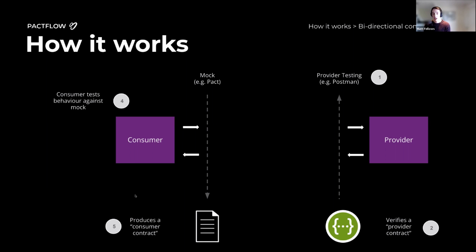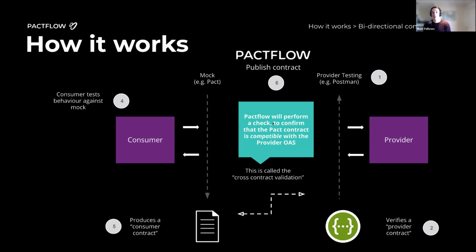Now, once you've got those two artifacts, obviously both of those will go up to Pactflow in their own pipeline. You publish those up, and what Pactflow will do is confirm that the consumer contract is a valid subset of the provider contract. So if the consumer adds something new that the provider can't do, it'll fail the build. And if the provider removes something or changes something so that it's not compatible with its consumers, its build will fail.